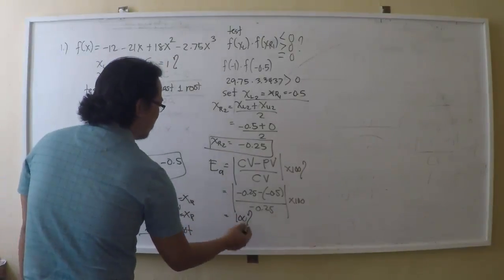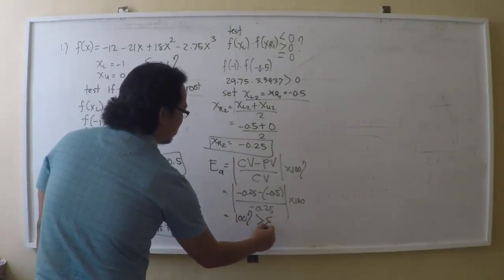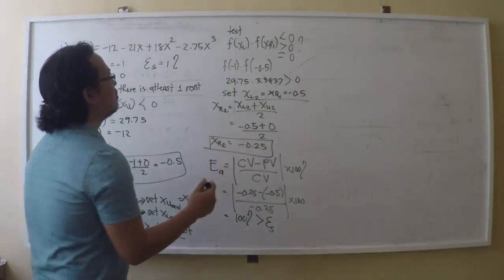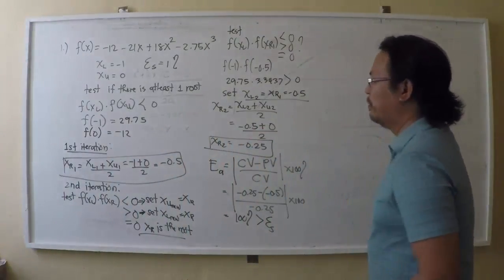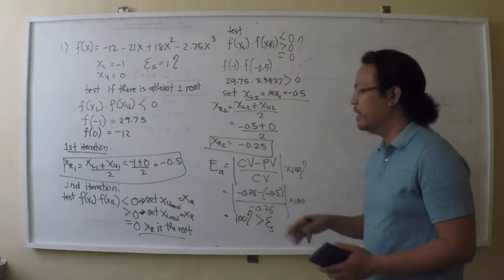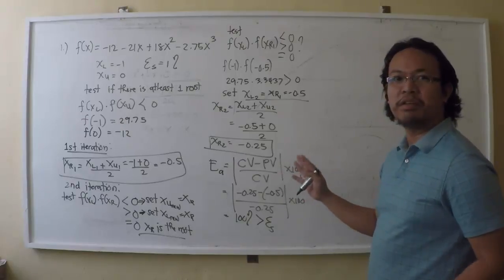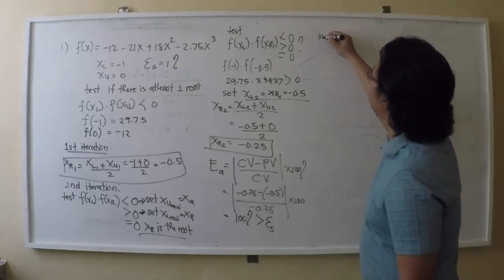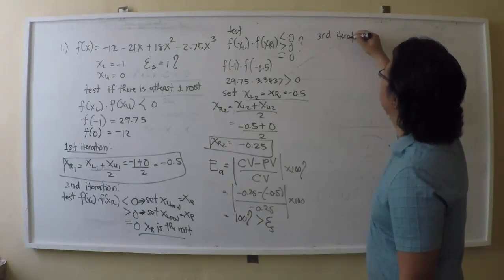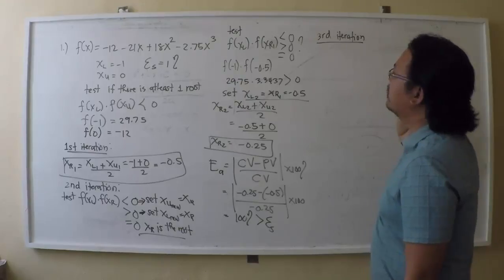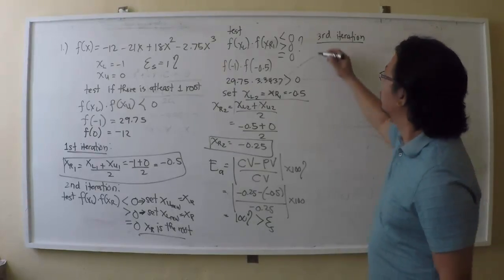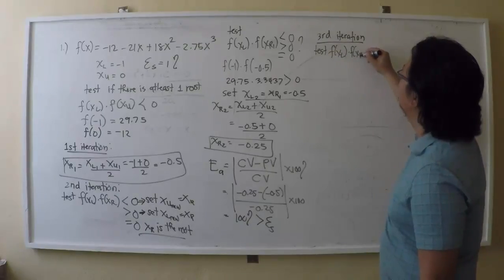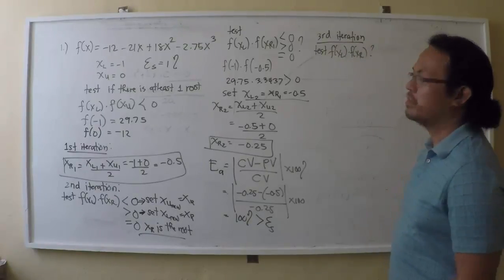Okay, so not good. And of course, this is greater than the stopping criterion, which is 1%. So we will proceed to the third iteration. We will not stop because the error is still greater than the stopping criterion. Okay, third iteration. In the third iteration, you have to test first. So test f of XL times f of XR. Okay, so what is this? We will just test that one.